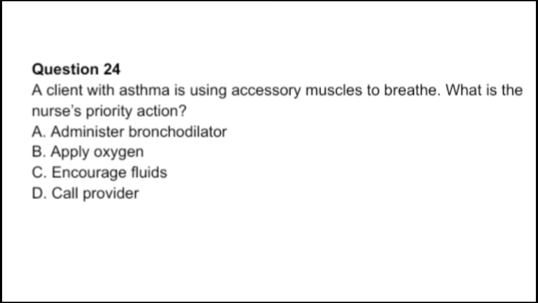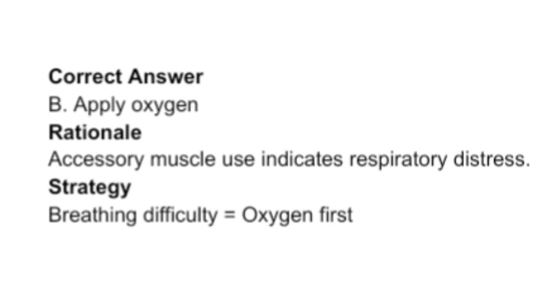Question 24. A client with asthma is using accessory muscles to breathe. What is the nurse's priority action? A. Administer bronchodilator. B. Apply oxygen. C. Encourage fluids. D. Call provider. Correct answer: B. Apply oxygen. Rationale: Accessory muscle use indicates respiratory distress. Strategy: Breathing difficulty equals oxygen first.